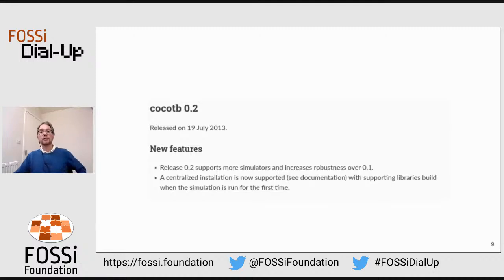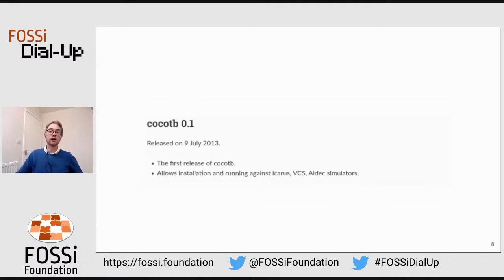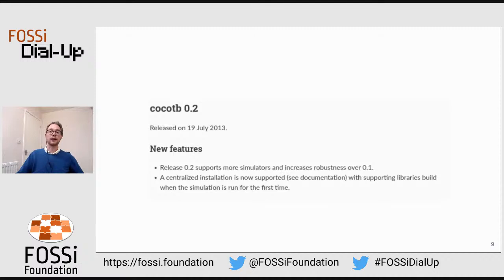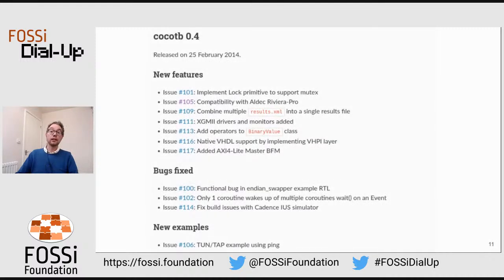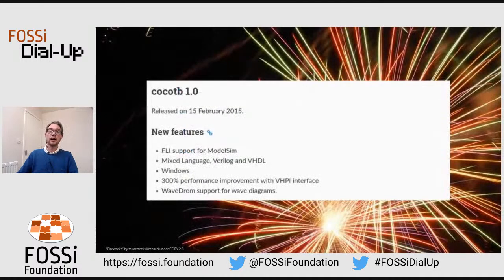And things were moving quickly. We did have that first release on 9th July. Only 10 days later, there was a second release. And obviously, robustness got improved, as you would expect initially. And roughly a couple of months later, after the summer break, we did a third release. Then in spring of the next year, there was a 0.4 release. That's February of 2014. And then a year later, February 2015, there was a 1.0 release.